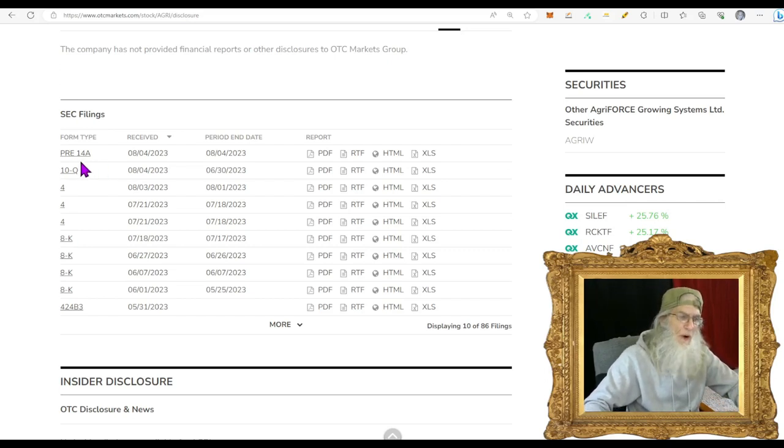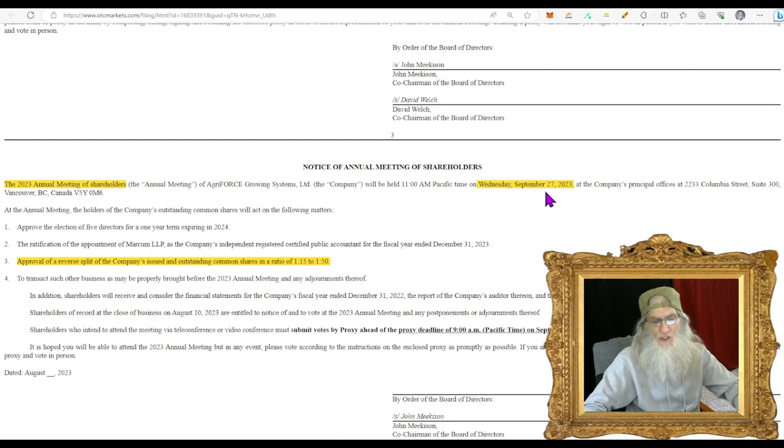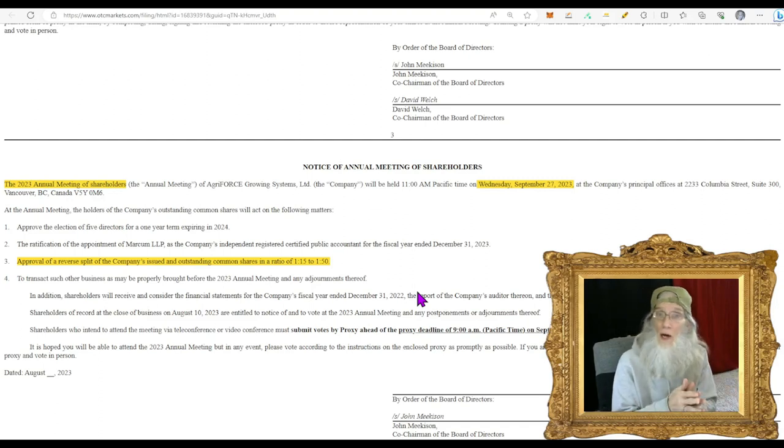Then we have a pre-14A. A pre-14A announces a shareholders meeting. They're going to have one September 27th of this year. One of the proposals they're going to vote on is a reverse split between 1 in 15 to 1 in 50. Now, they could vote it down and it not happen. But most of all the reverse splits being voted on are happening because the market is down. So this is going to happen over a month from now. So we've got time to make our play.